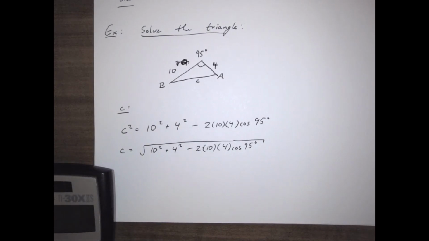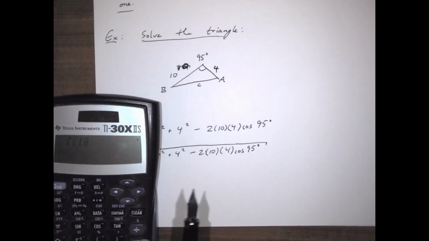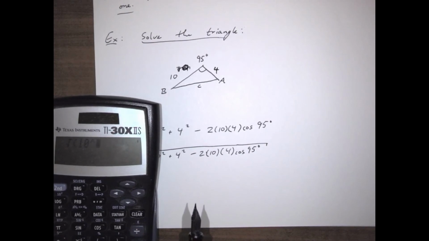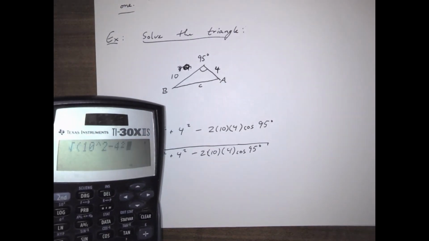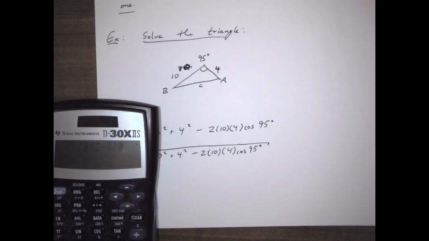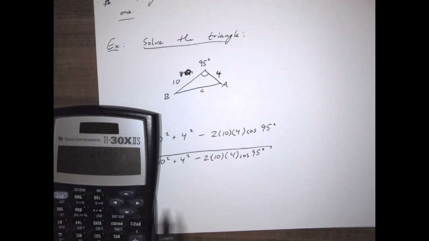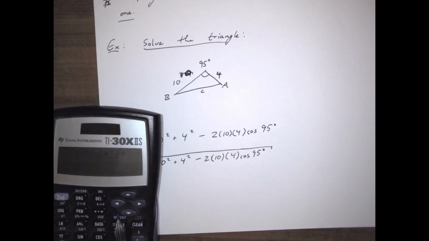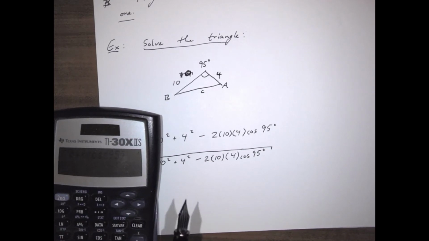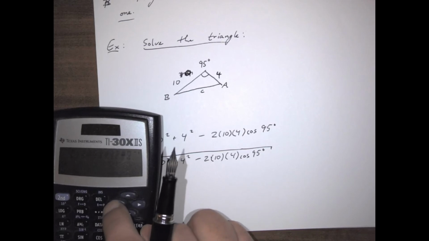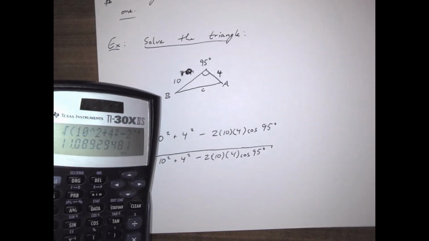So, square root of 10 squared. I'm just going to enter it as you see it. So 10 squared. You can do a power of 2 like that, or most calculators have a square button. You say x squared. It's supposed to be a plus, and then minus 2 times 10 times 4 times cosine 95 degrees, and this is all inside the square root, remember. And it equals 11.09.